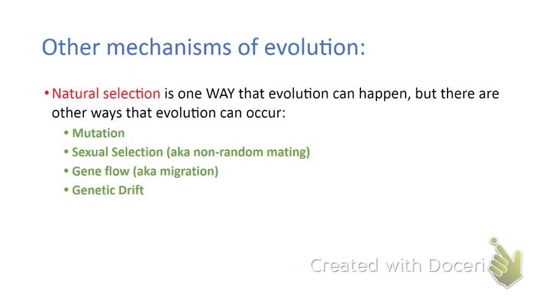So what are some other ways? There are actually 5 ways evolution occurs. One is natural selection, 2 is mutation, 3 is sexual selection, 4 is gene flow, and 5 is genetic drift. One way I remember that is there are 5 fingers on your hand. Just look at your hand and think, okay, there are 5 ways evolution can occur.